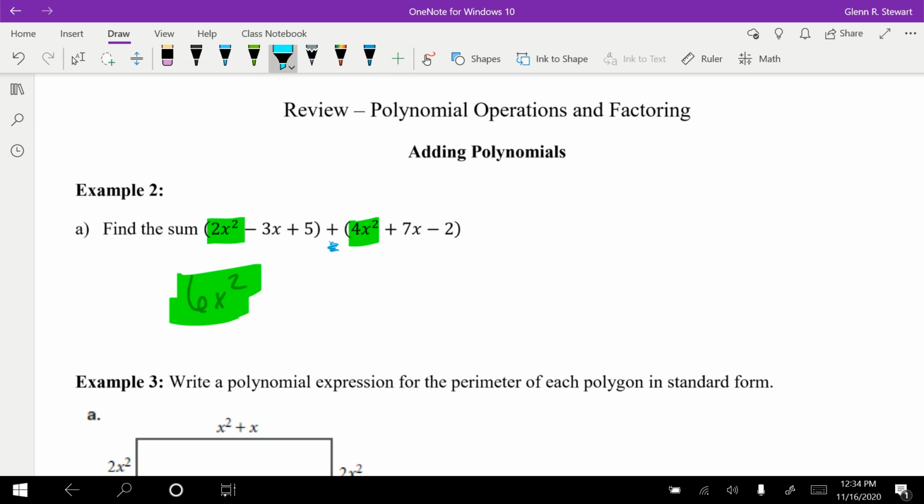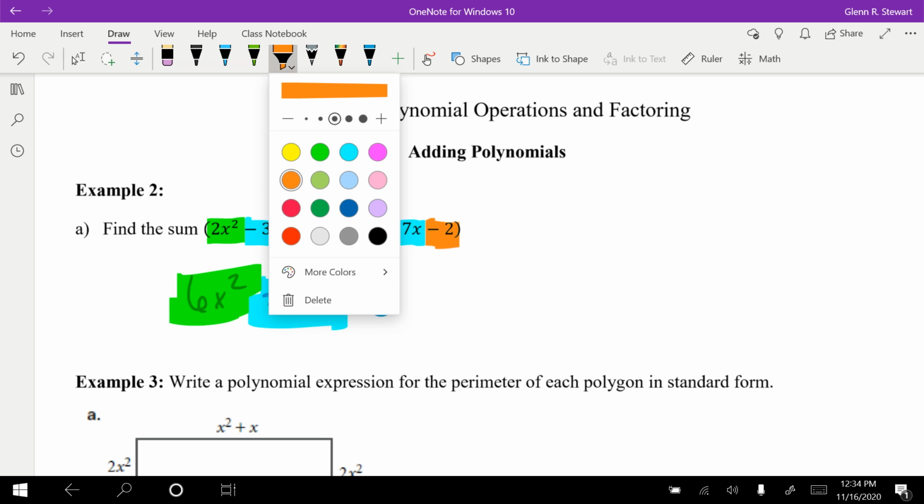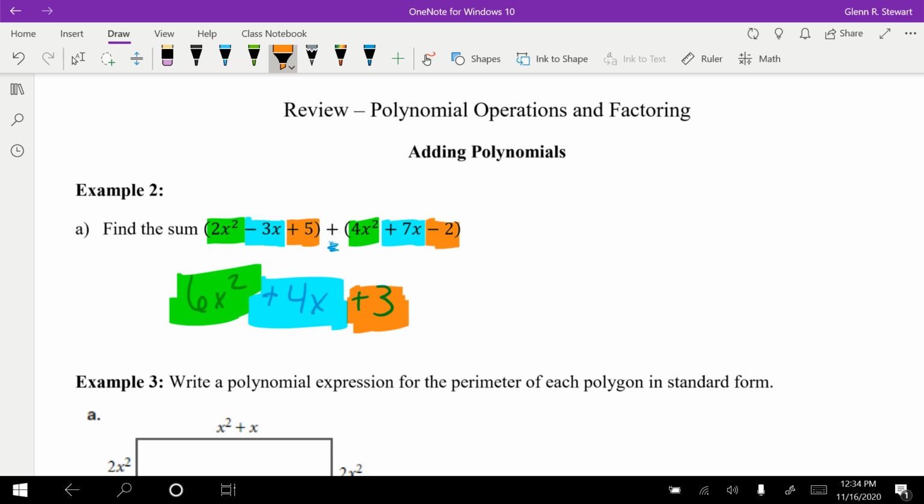Let's do this one in blue. Negative 3x and positive 7x, they both have the same x, so that's going to add to give me positive 4x. And then I have my constants, which 5 and negative 2 add to give me 3. And that is how I get my polynomial. So adding, I get 6x squared plus 4x plus 3.